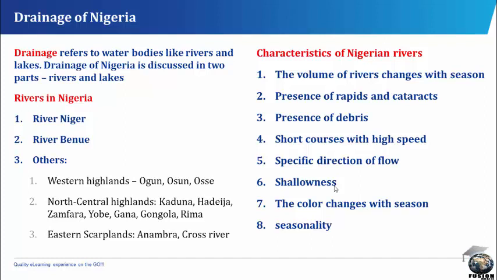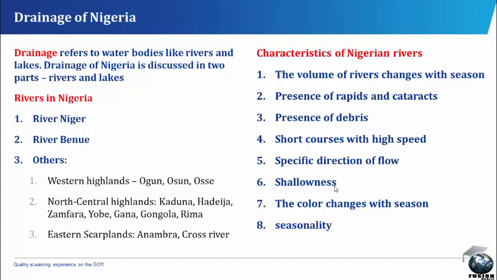These are: 1. Western Highlands. These include rivers such as Ogun, Osun, which flow directly into the Atlantic Ocean. 2. North Central Highlands. They have such rivers as Kaduna, Hadejia, Zamfara, Yobe, Gongola, and Rima. 3. Eastern Highlands. They have rivers like Donga and Katsina Ala. 4. Eastern Scarplands. They have rivers like Anambra and Cross River.